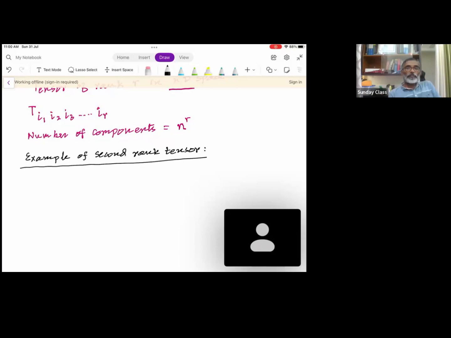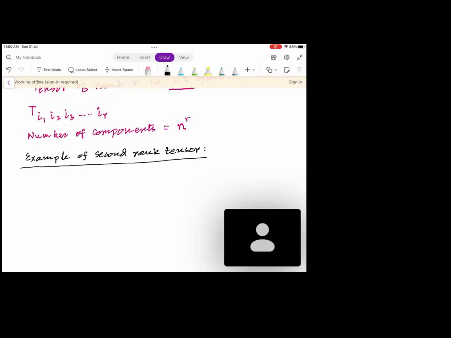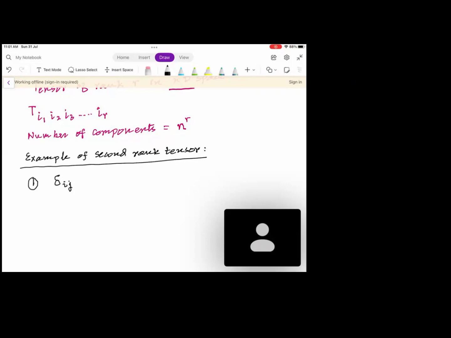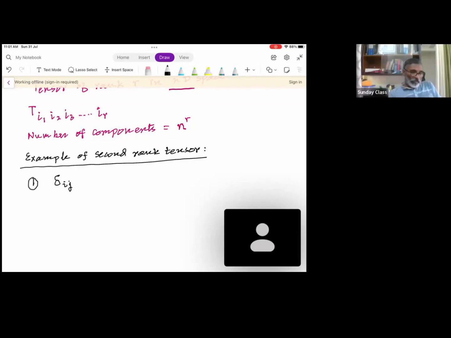Kronecker delta. So one of the examples is a Kronecker delta. This is a second rank tensor. Is this a second rank tensor or not? There are two free indices, right? Delta ij. This is a second rank tensor.